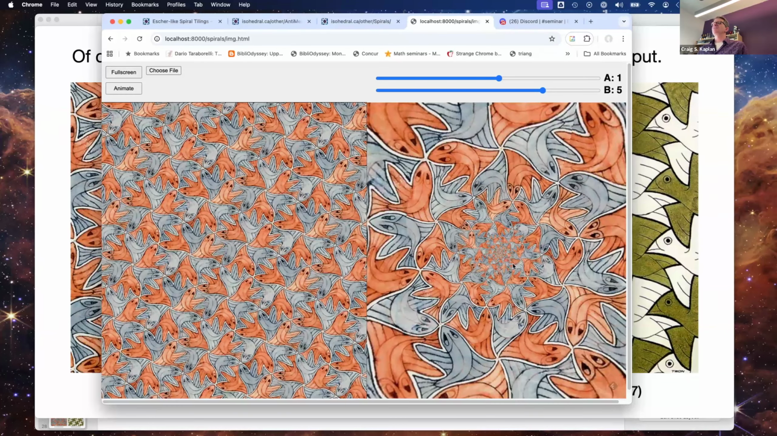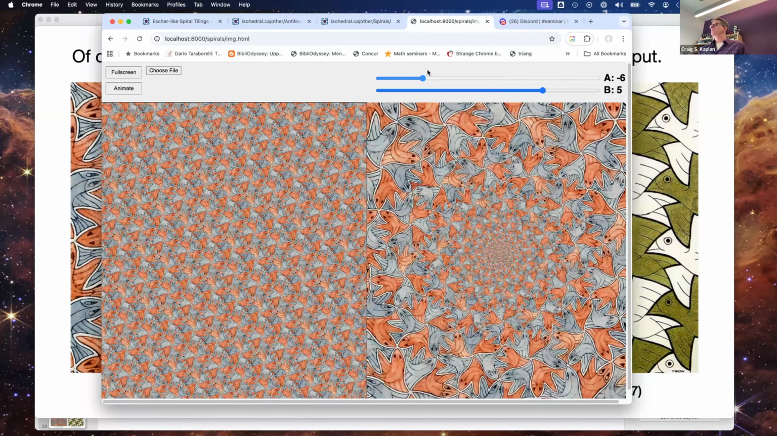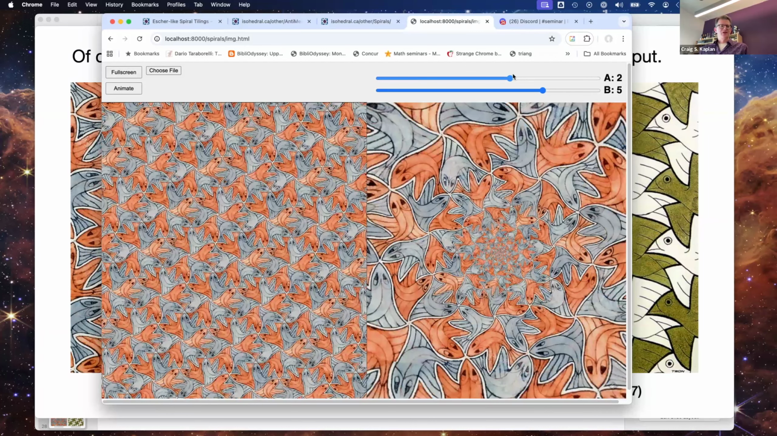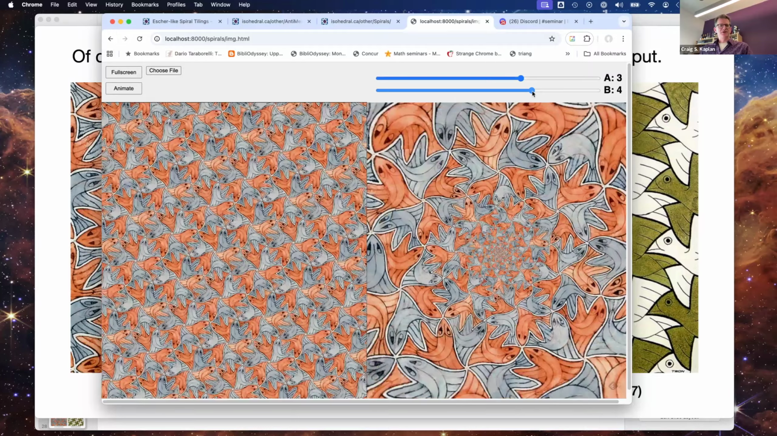So I have that, and I guess I should do the birds as well. Same idea. A little bit rougher, the seams are more visible. But yeah, it works fine. You can spiralize any Escher tiling you want. That's kind of neat. Let me go back to here now.